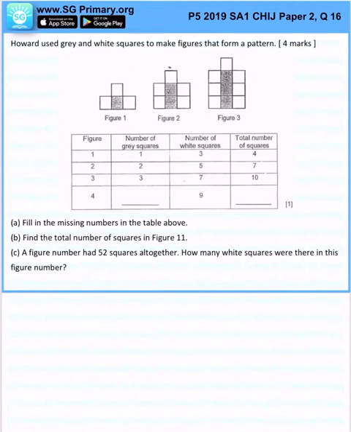Very simple. You will notice that the pattern for the grey squares is 1, 2, 3, 4, right? And for the total number of squares, you will realize that it is a sum of grey and white squares. So naturally, this will give us 13. Find the total number of squares in figure 11.